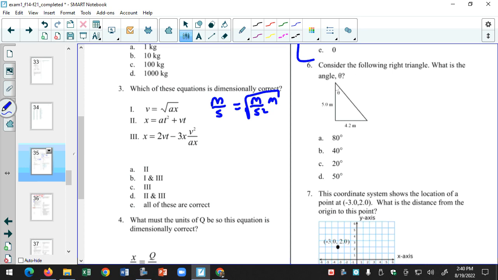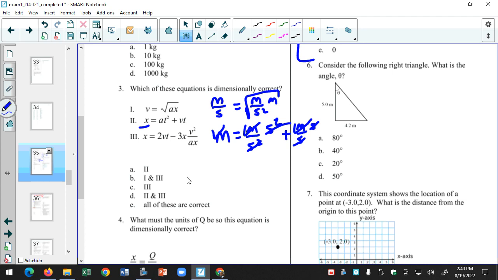So you think about it in your head, let's write it down just to make sure. So meters is x, meters per second squared times seconds squared. That cancels. That's good. And then meters per second times seconds, that cancels. Check, check, check. All three are the same, so 2 is correct.